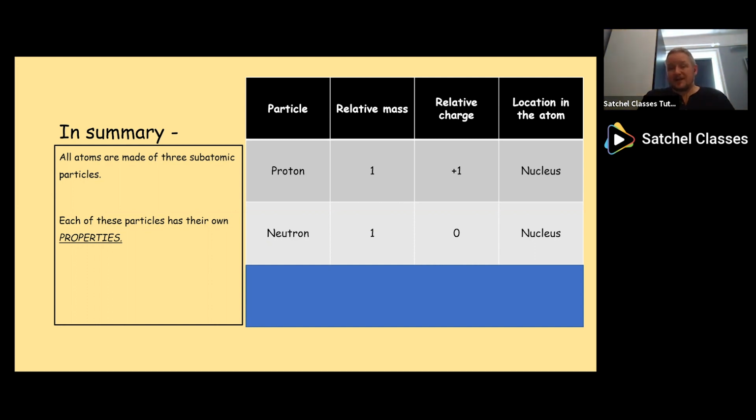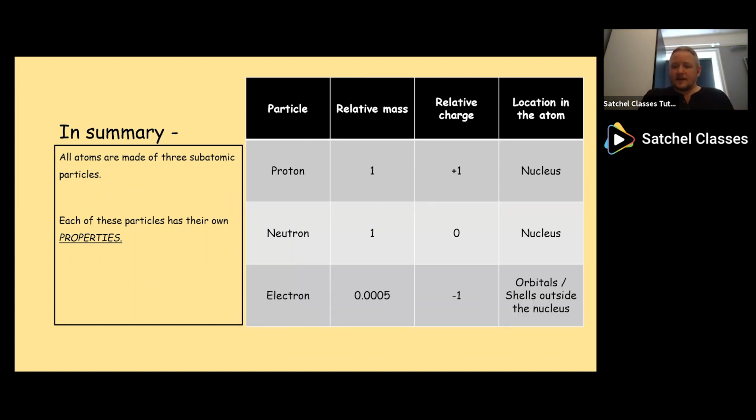That means that the protons and neutrons gathered in the nucleus give the nucleus an overall positive charge. Finally, the electron, which has a tiny relative mass. It's tiny in comparison to the protons and neutrons, which have a mass of 1. The electron has a mass of 0.0005, or approximately 1 divided by 1,838.